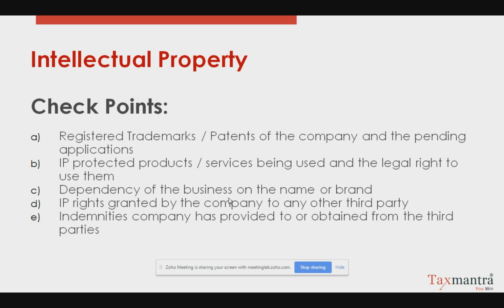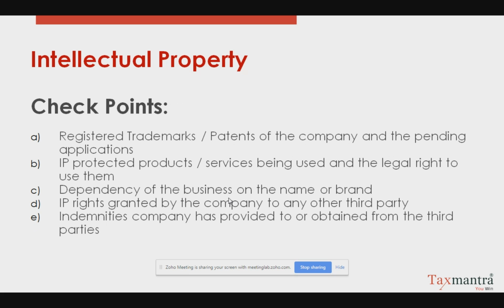Now, for an investor, it is very important to check if the company is using any brand which is already registered, already protected by IP, and if they are using it, do they have the legal right to use it? The third one can be the dependency of the business on the name or brand.